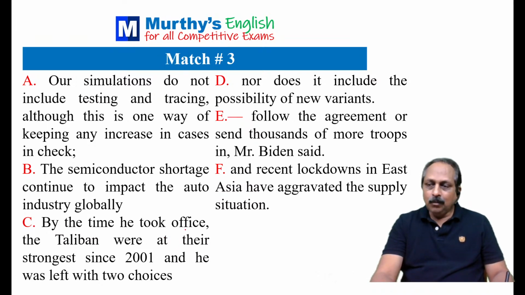BF. What is wrong with the first one? Our simulations do not include testing and tracing. Although this is one way of keeping any increase in cases in check, nor does it include the possibility of new variants. Nothing wrong with AD. The semiconductor shortage continue is not correct, continues to impact the auto industry globally, and recent lockdowns in East Asia have aggravated the supply situation. You cannot consider BF wrong.